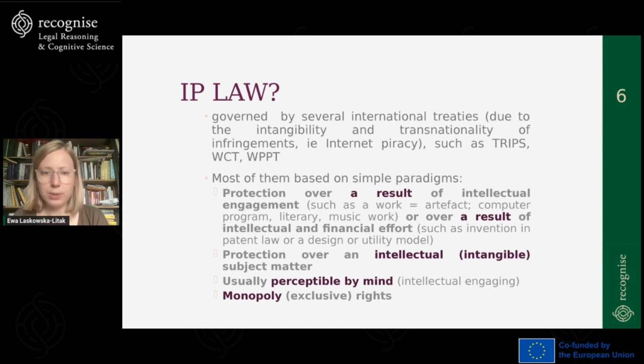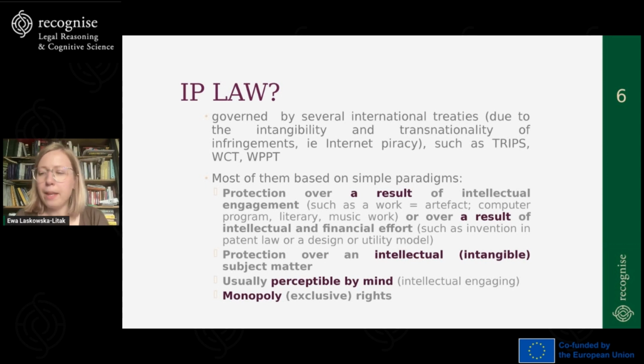The second paradigm was the question of intellectual, incorporeal, intangible effort that is supposed to be the subject matter of intellectual property law. The third was the question of perception, perception by the mind, by the senses of sight and hearing, that were constitutive elements of identification of the subject matter. And last but not least, the consequence of how the intellectual property subject matter is constituted: the monopoly rights, meaning the exclusiveness that is granted to the right owner due to the intangible nature of the subject matter.